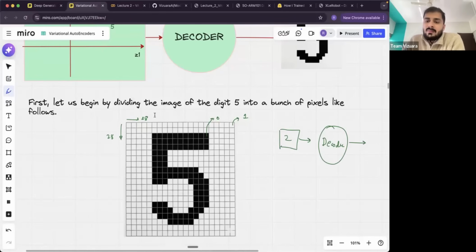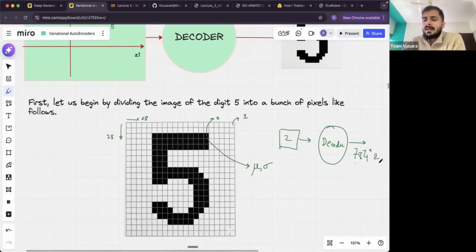28 into 28. Okay, if we have a deterministic output, that makes sense. But if we are outputting a probability, then for every pixel, that's correct, 28 into 28 into 2. The reason is that for every pixel, we are not just outputting the mean, but we are outputting the variance also. So we have two values as the output. We will look at a very practical example for this, so it will make sense. So you have 784 into two values.